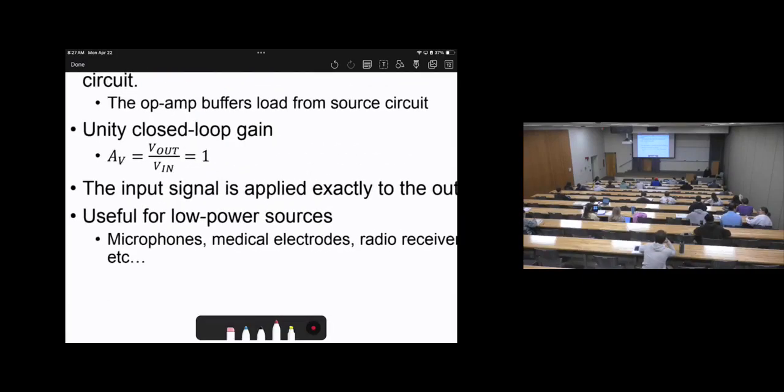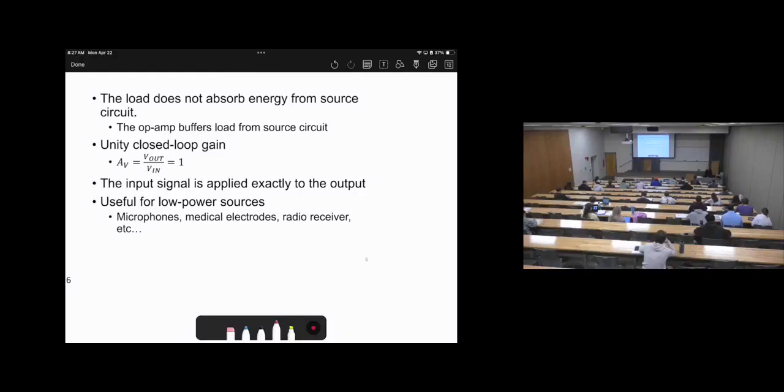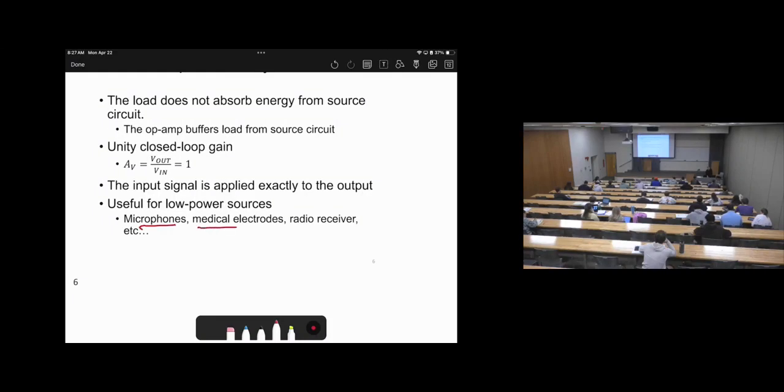So here they list the applications. This is used in microphones, medical electrodes, and radio receivers as well. Where there is data, which is very important and we need to use this data, don't use this data to power up the devices. We need to isolate this data. Okay?